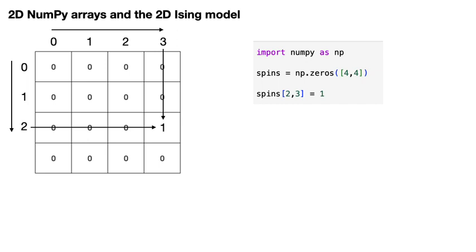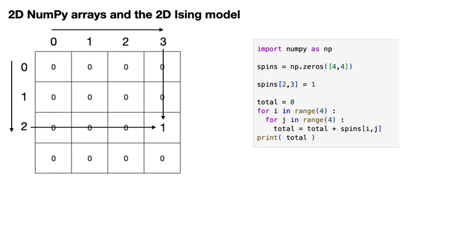Once we have done this, we may then want to calculate the sum of all the spins in the system, as the sum of all the spins is equal to the magnetization. If we want to compute this sum, we would write code like this. The double loop here ensures that we iterate over all of the elements in the array. What we are doing when we do these iterations is adding all of these elements to one single variable total in order to get the magnetization.